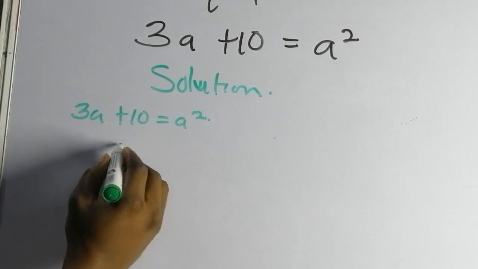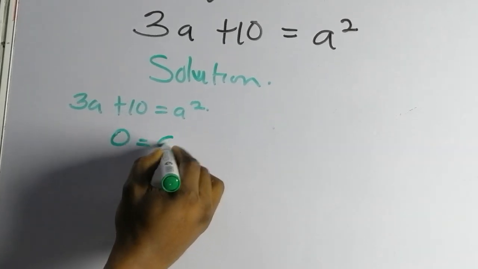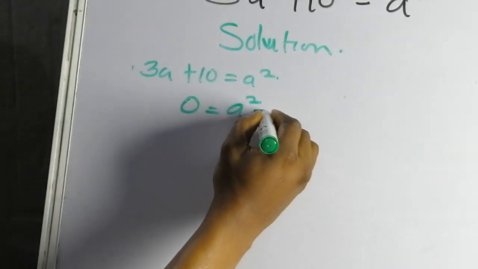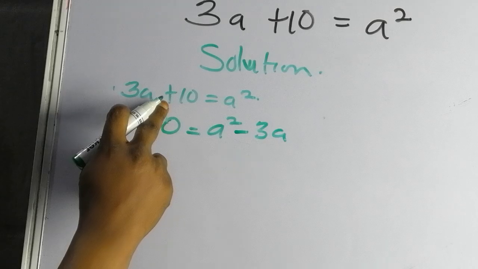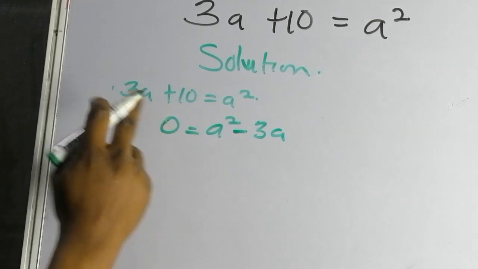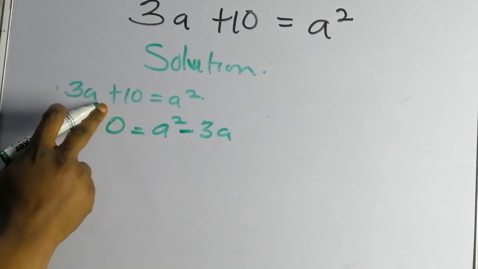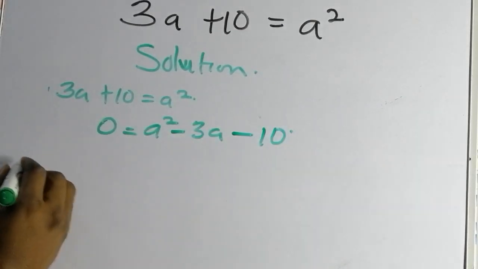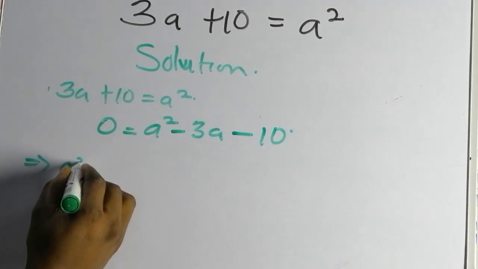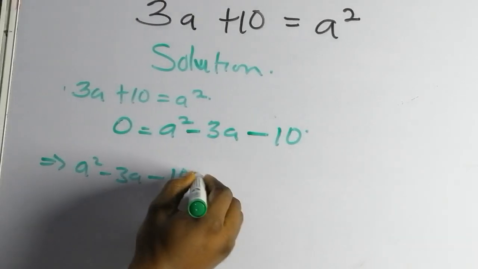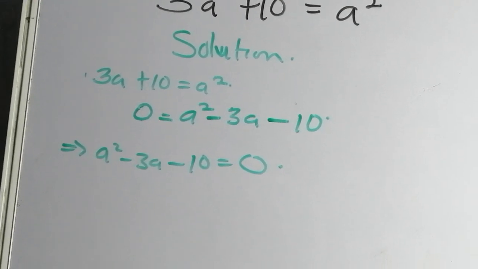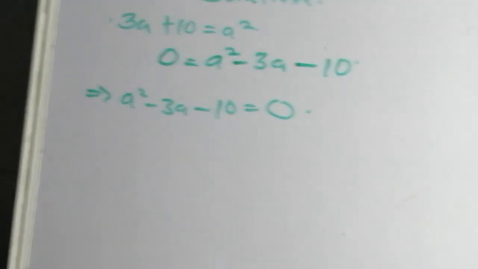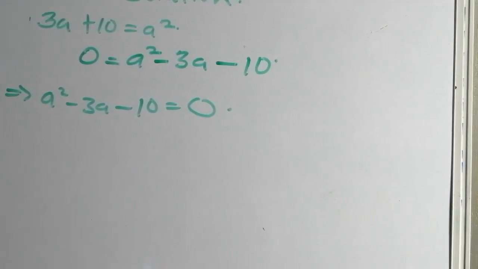So in this case, this place will now be 0 equals a square. Plus is always there, but we don't write it. As it moves to the other side, it changes to negative: minus 3a, then plus 10. Like I told you, anything on the right-hand side is the owner of the sign. Very important. So as it moves to the other side, it changes to minus 10. That implies that you have a square minus 3a minus 10 equals 0.